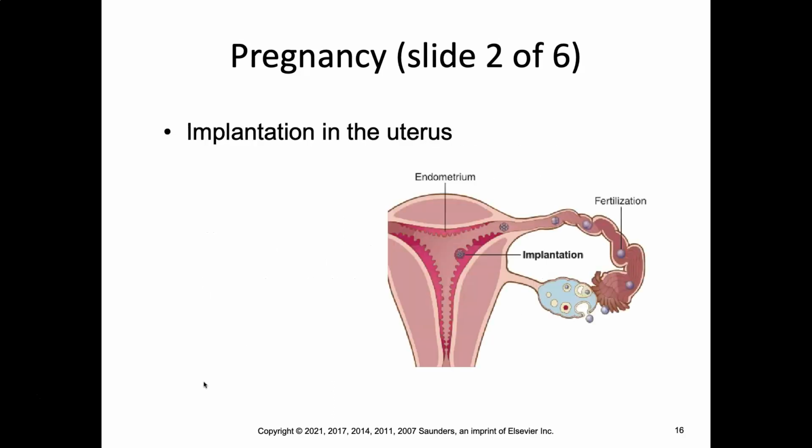So this is a visual of how implantation is supposed to work: you have the ovary releasing the egg into the fallopian tube. At some point it is fertilized and continues its process down to the endometrium, where it implants and starts to grow.